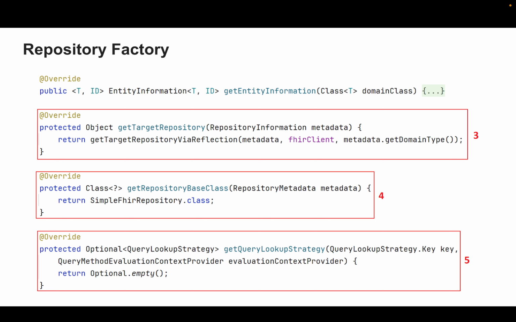The next methods we need to implement in our repository factory is getTargetRepository, which actually creates the instance of our simple repository using reflection, using the class from the parent class. Another method called getRepositoryBaseClass specifies the class information about our repository. And the last method we want to implement here is called getQueryLookupStrategy. For now, we will leave it empty, but we will return to it when we'll be implementing more complex things.